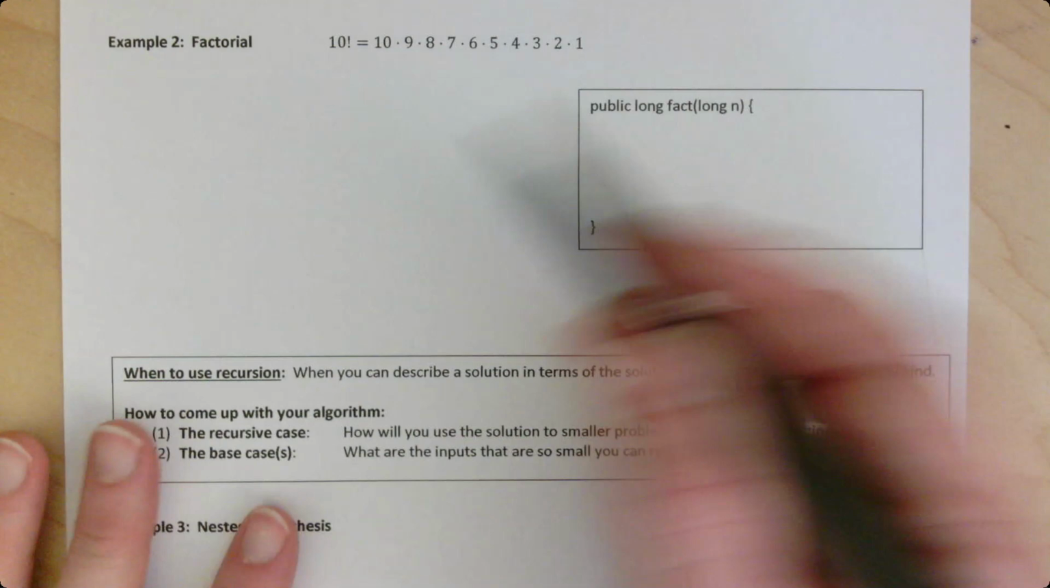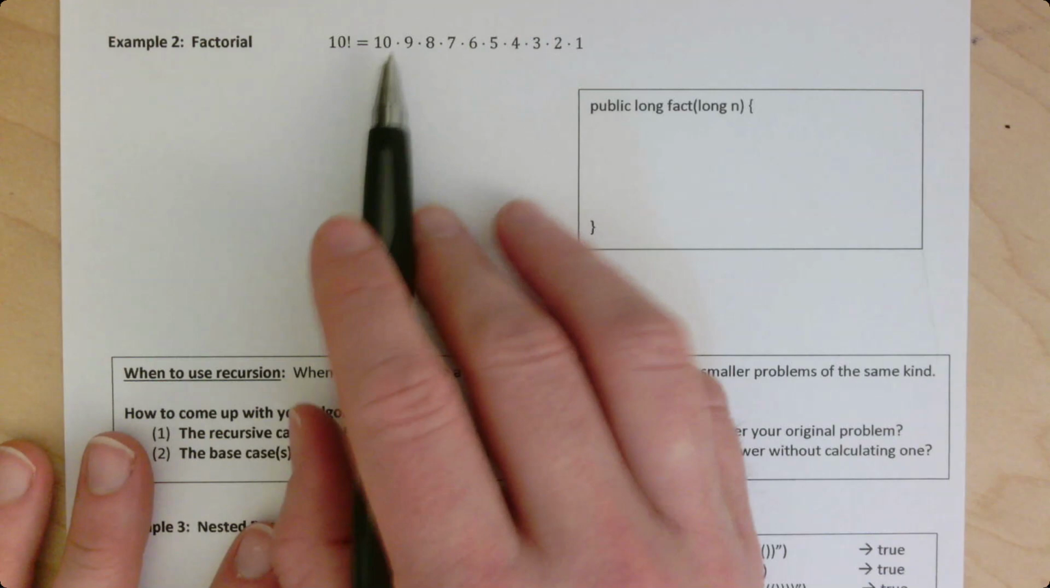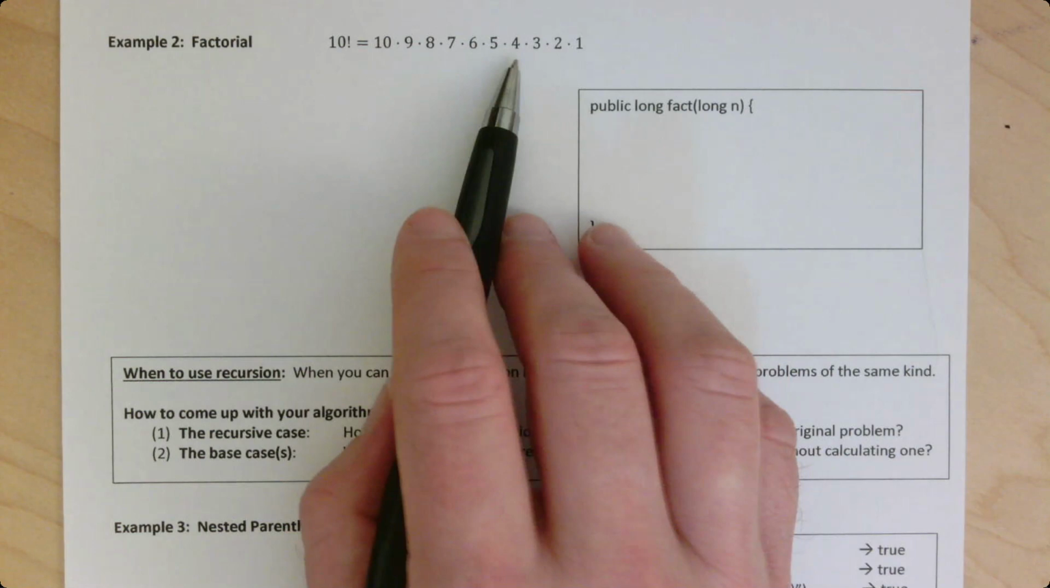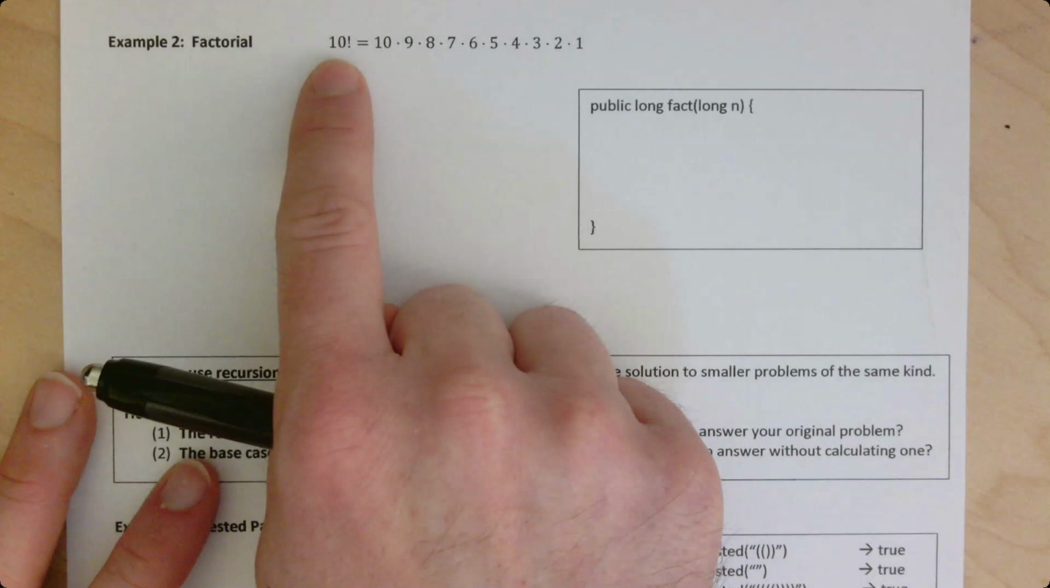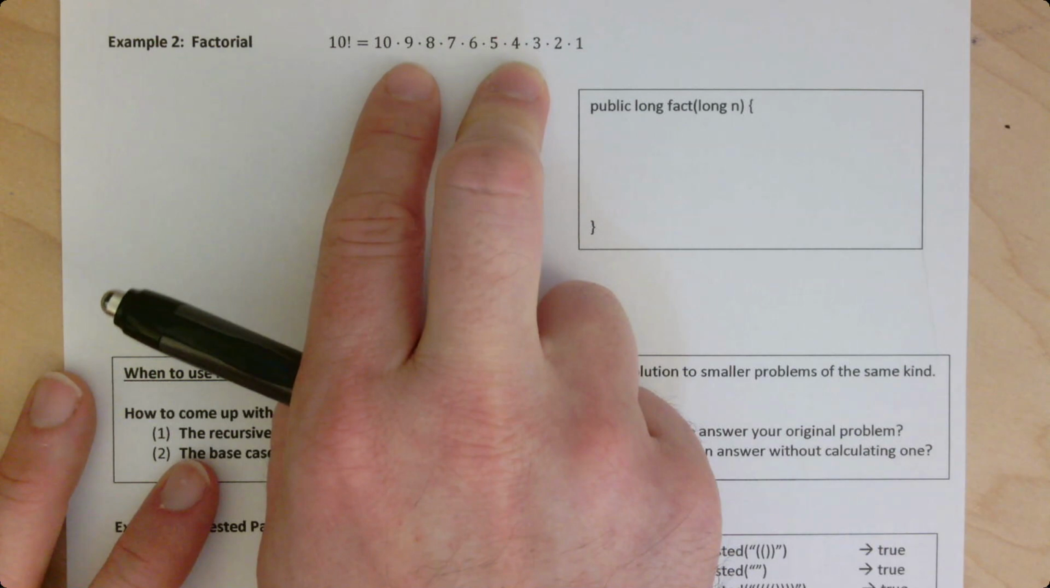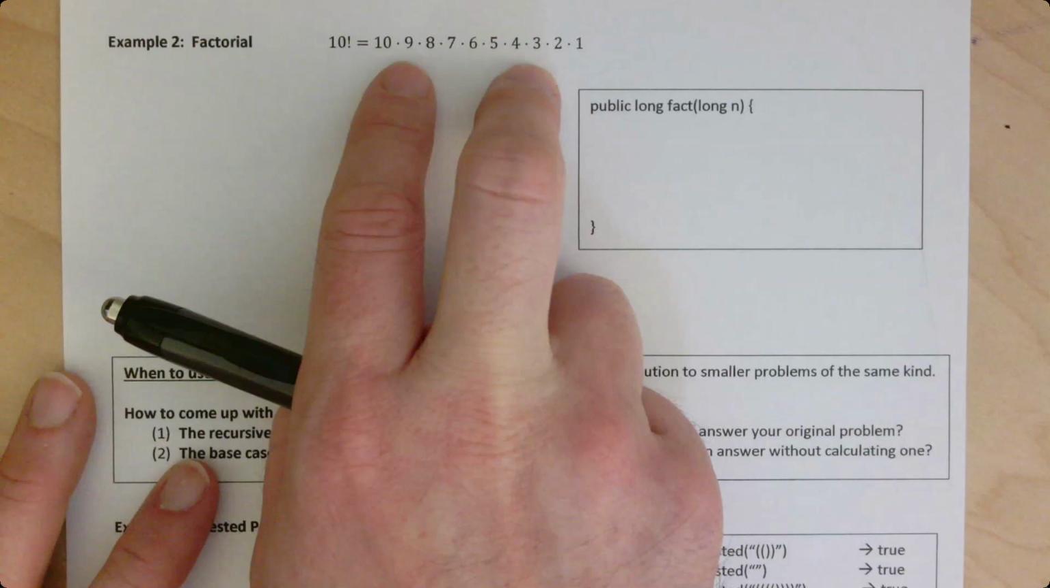Okay, so if I asked you to program a method to calculate factorials before today, you would have said, well, let's make a for loop, maybe that loops from 1 to 10. And each time I loop, I'll multiply something by the next loop counter, and that would work. But remember, we're practicing a certain way of thinking. We're practicing asking, how can you calculate 10 factorial in terms of the answer to a smaller version of the same problem? In other words, how can I calculate 10 factorial in terms of the answer to a smaller factorial?